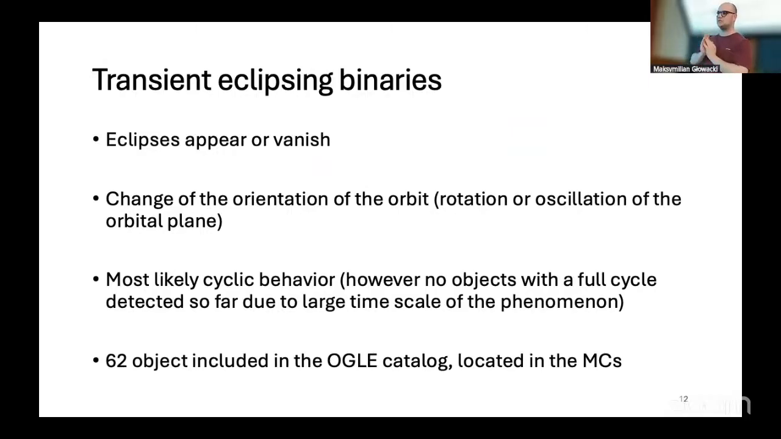As it crosses this line, then we see the eclipses, and as it moves away, we do not see the eclipses anymore. And this is most likely cyclic behavior. However, this process takes such a long time that we didn't have the chance to observe the cycle repeat. However, with longer observations, I hope we will be able to do that. And we have 62 such objects included in our collection. And I would like to share some examples.